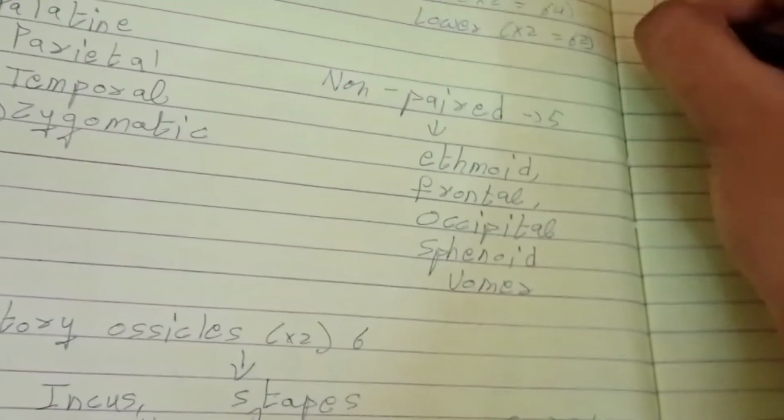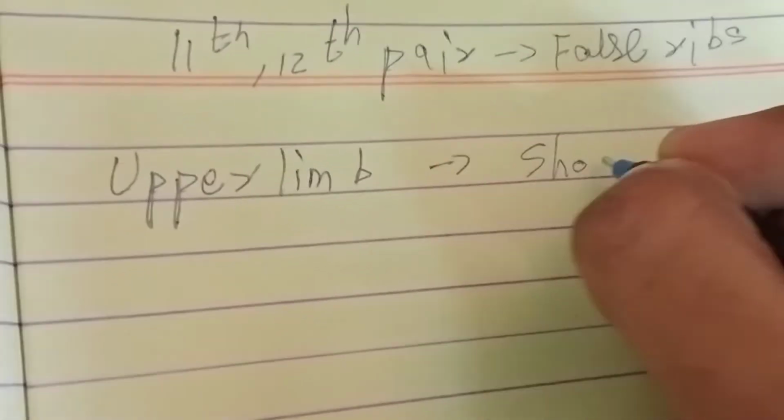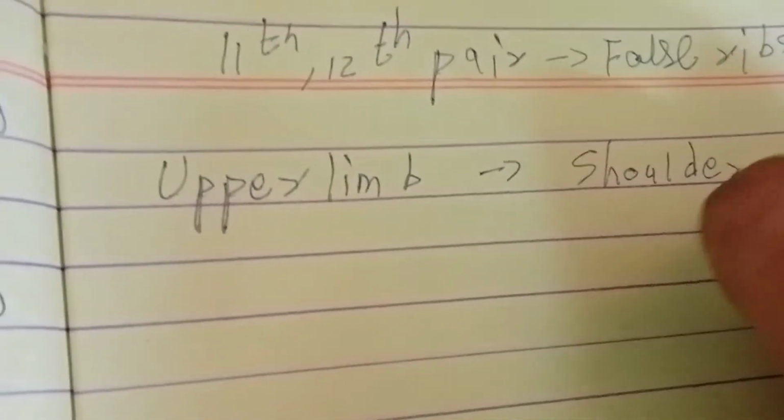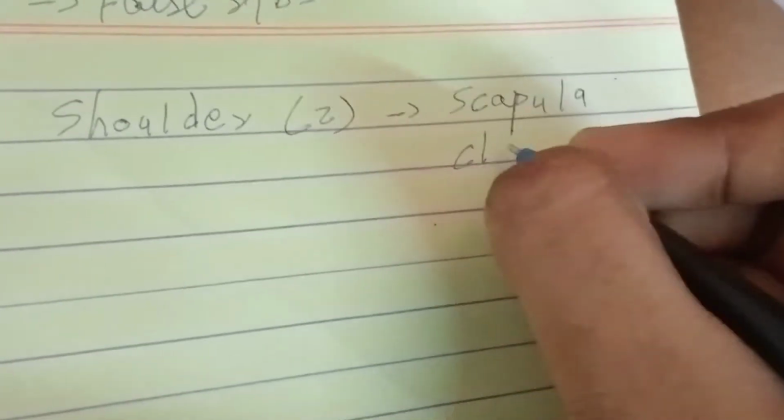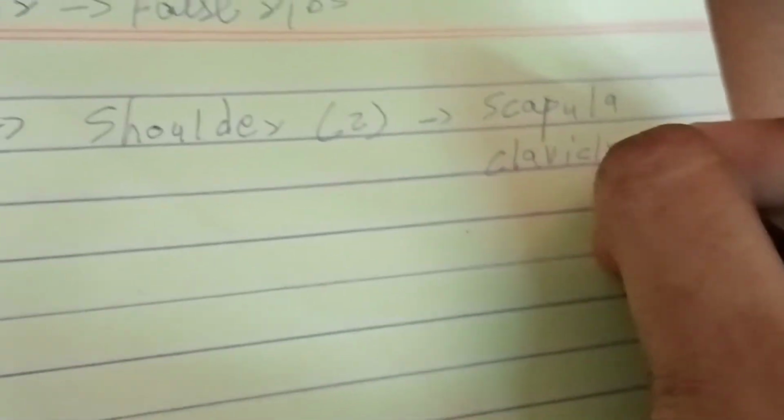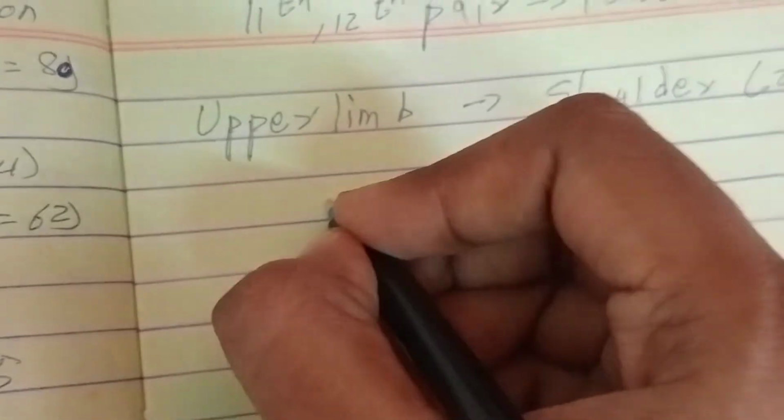Now coming to the upper limb. The upper limb has bones like, first of all, the shoulder. The shoulder has two bones: the scapula and the clavicle.